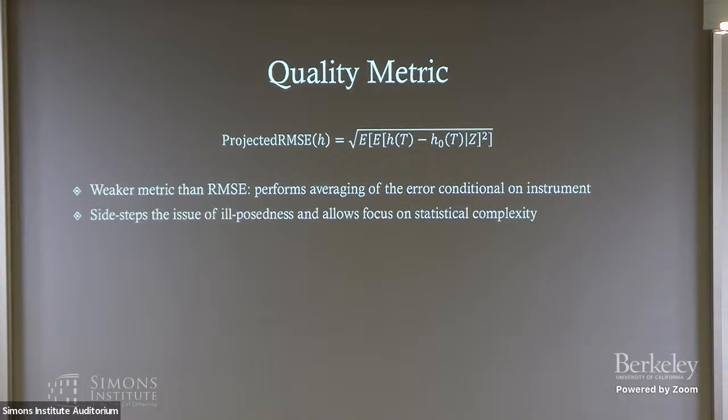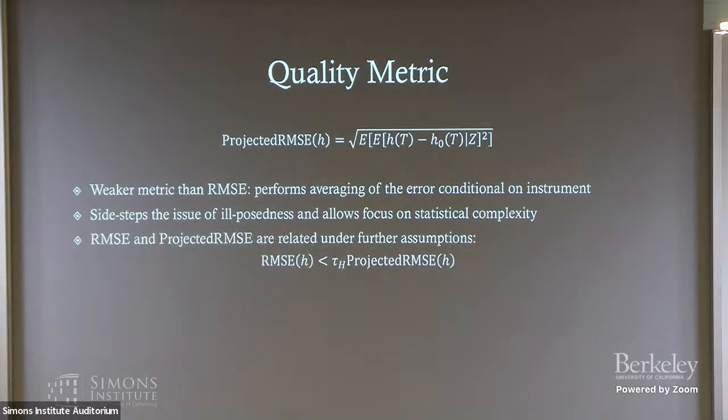But the relationship between these two quantities is exactly what is known as the measure of ill-posedness of the problem. So how can you show that the projected root mean squared error is lower bounded by some fraction of the root mean squared error? This tau h, which is this fraction, is what's known as the measure of ill-posedness. And this fraction is specific to the hypothesis space that you're using and also relates to the strength of the instrument, like how strong is the instrument, or how smooth is that convolution?